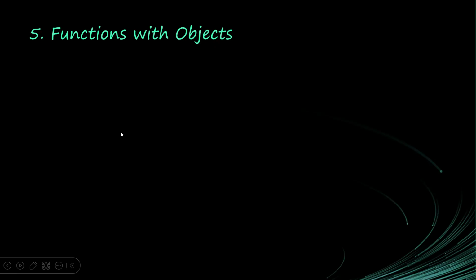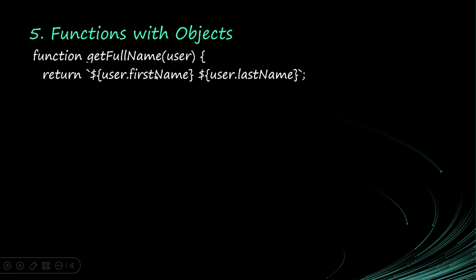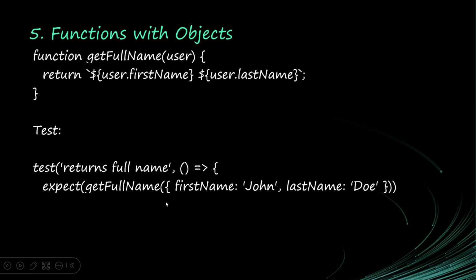Okay, so we can also check for functions with objects. So look at this getFullName. The user is an object. So here we are making sure that when we call getFullName and give it an object, we expect it to return John Doe. This is somehow simple. Now, if you have been following me so far and you understand what I'm doing, this should be okay. It's just your logic, okay?